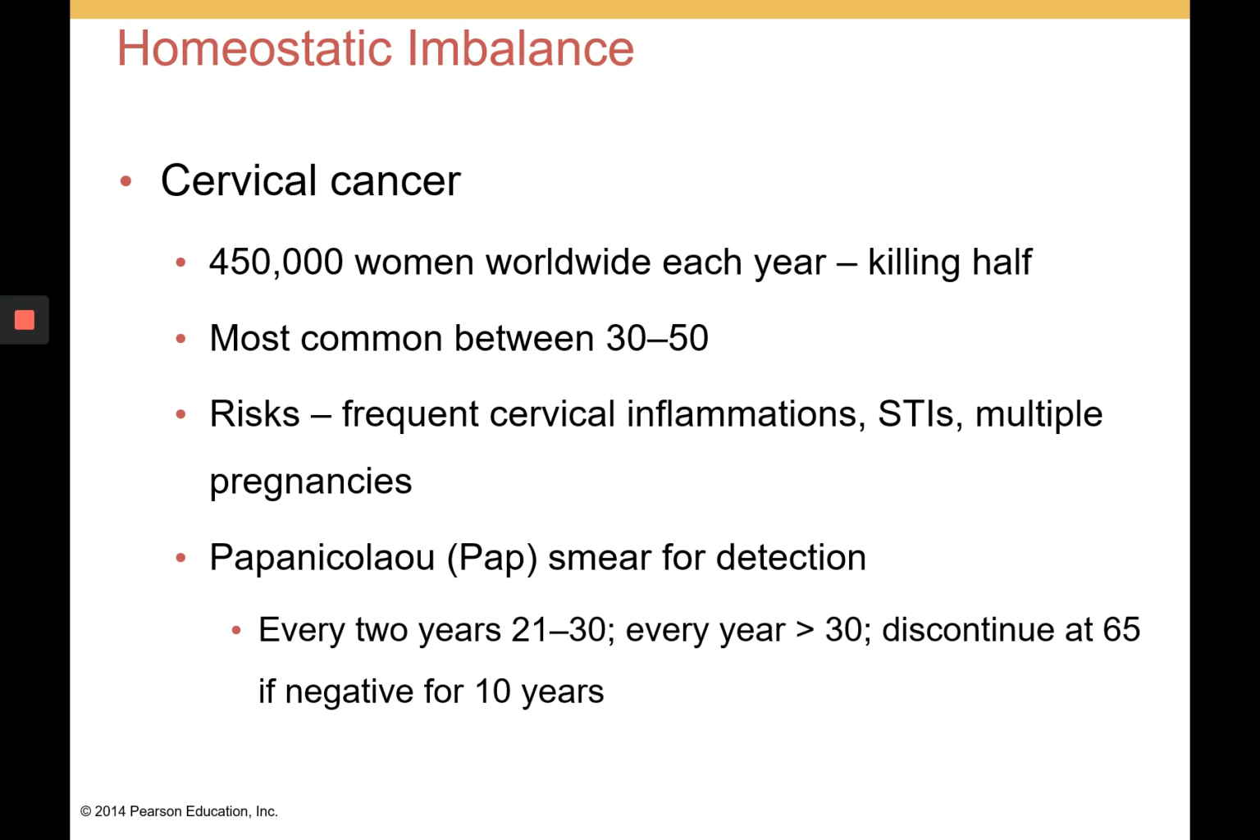We also want to talk about cervical cancer. Cervical cancer is most common between the ages of 30 to 50 in women, and risks for the development of cervical cancer include having frequent cervical inflammation, STIs, or multiple pregnancies. A pap smear is recommended for detection every 2 years if you're a female between the ages of 21 and 30, and then every year if you're over the age of 30. Females can discontinue at 65 years of age if they've had negative pap smears for 10 years prior. About 450,000 women worldwide are diagnosed with cervical cancer, and cervical cancer usually ends up killing about half that number.